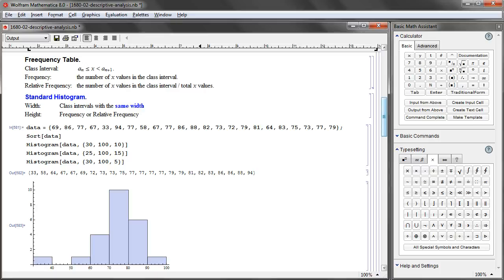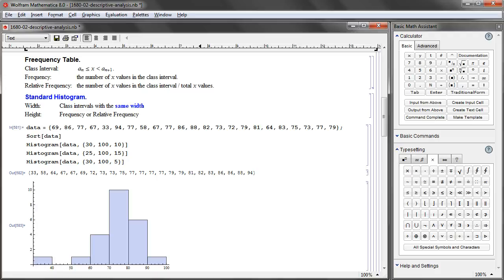Again, let me emphasize, width of this rectangle corresponds to class interval width. Height, in this case, frequency. You could use relative frequency too. All you have to do is divide everything by 23, the total. And instead of 10, you're going to get 10/23. Instead of 6, you're going to get 6/23, which will be all the decimals. And you can convert those into percentages and so on.